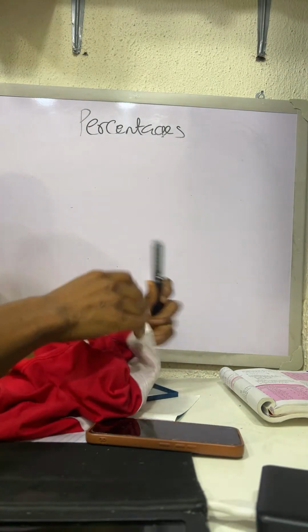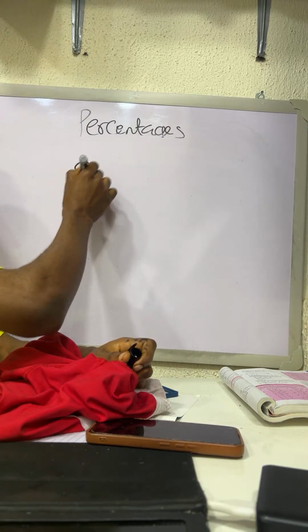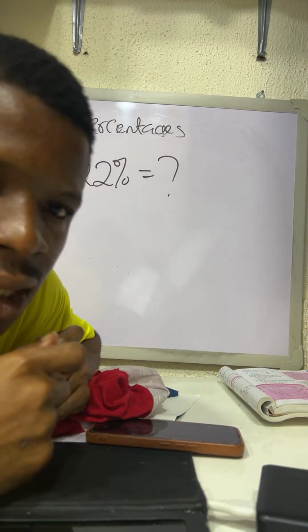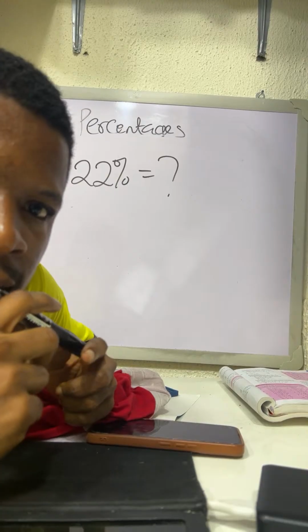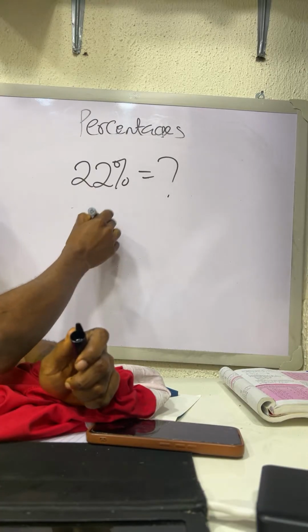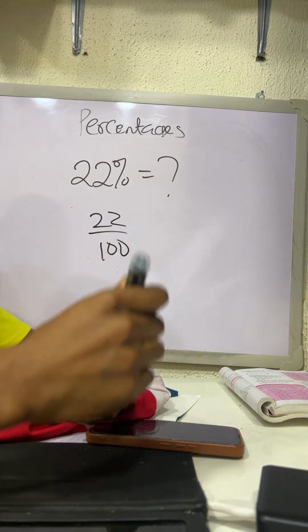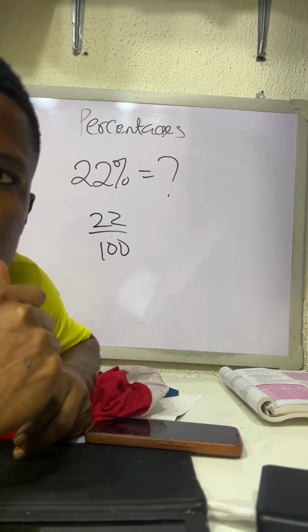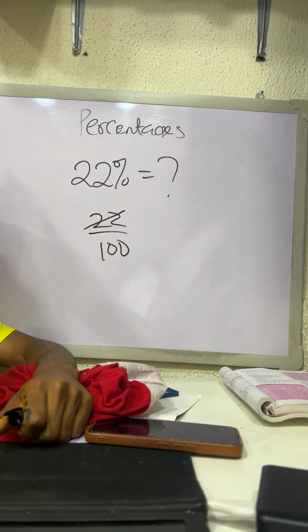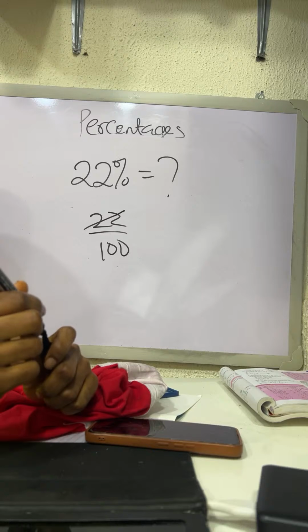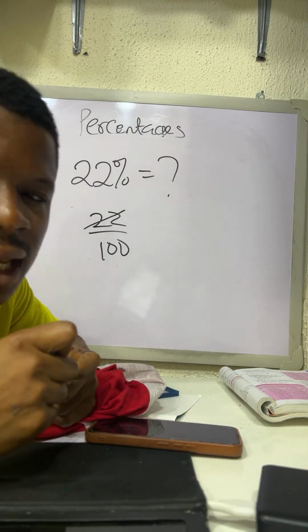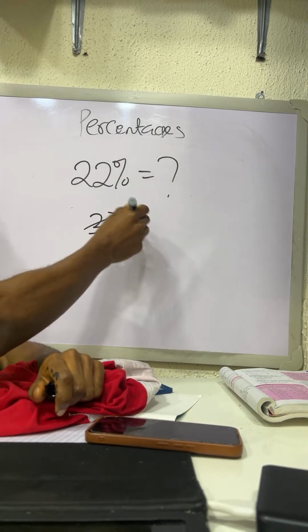So let's continue. I want you to try this one: 22%. What is 22% as a fraction? 22 over 100. What can divide the top and bottom number? You could divide by 2. If you divide 22 by 2, you get 11.